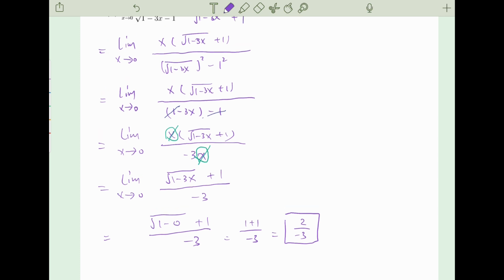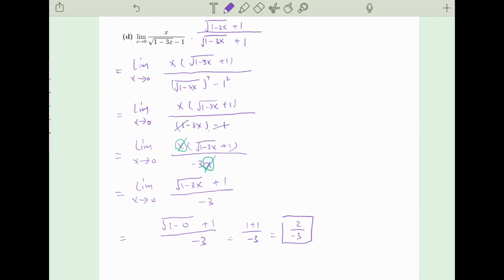Okay, so same type of question. Multiply the conjugate and get rid of the square root, cancel the 0 factors and plug in. Same steps. Okay, very simple.